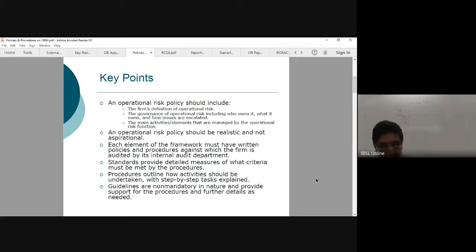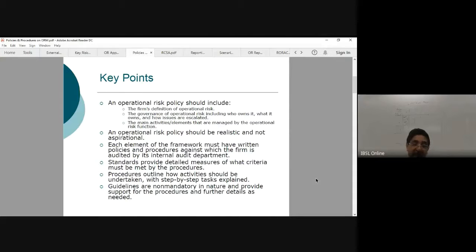Now, there are some characteristics of a policy given here, and it should be a realistic one, not an aspirational one. When you say aspirational, it is really a visionary type of thing. Operational means it is operational. So therefore, you have to be realistic. You have to be practical. And this policy should be in a position to be put into practice. That is what it means.